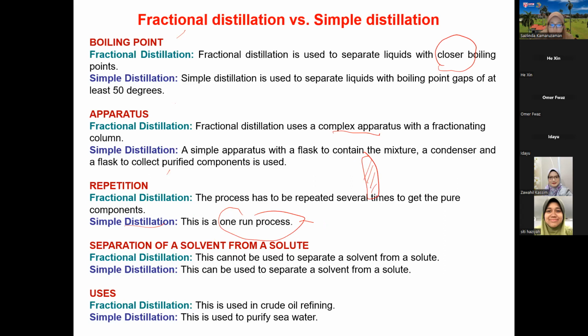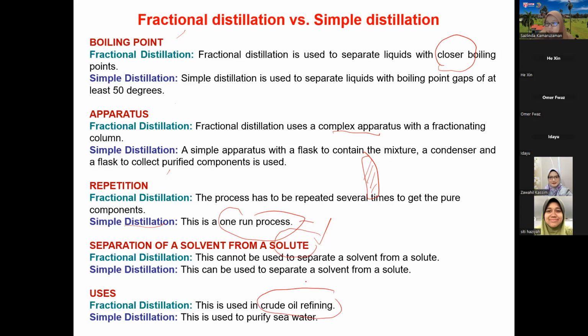Okay, so for example, you talk about the separation of the solvent from the solute. Let's assume the solute is in solid form, for example. Usually simple distillation is the best method as compared to fractional distillation. For example, if you want to separate salt from water, usually we use simple distillation, because of the boiling point.